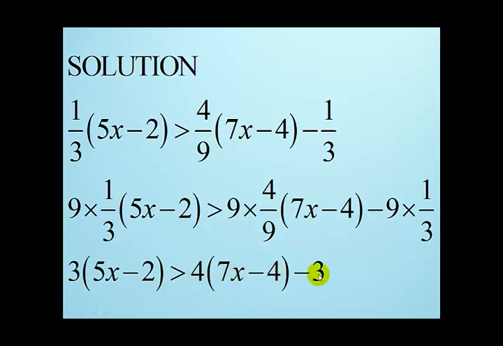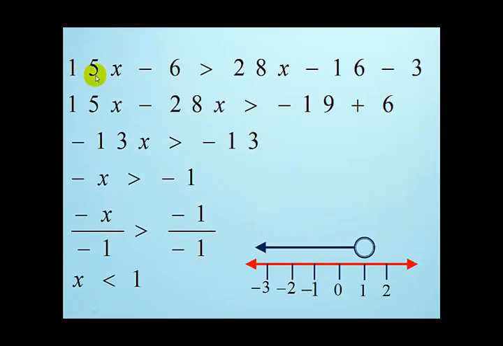Now we have to expand. 3 times 5x gives us 15x. 3 times minus 2 gives us minus 6. This is greater than 4 times 7x, which gives us 28x, and 4 times minus 4 gives us minus 16, then minus 3. Now let's proceed. After expanding, we have 15x − 6 > 28x − 16 − 3.